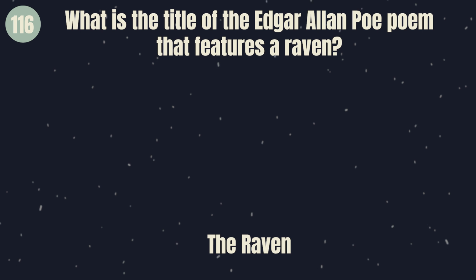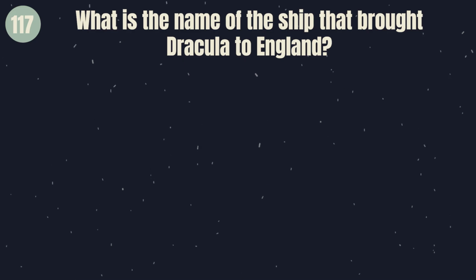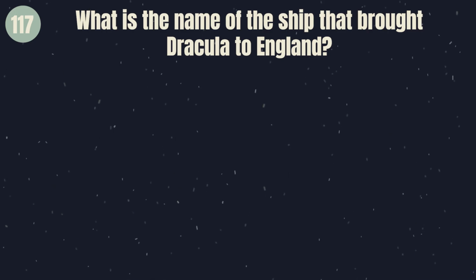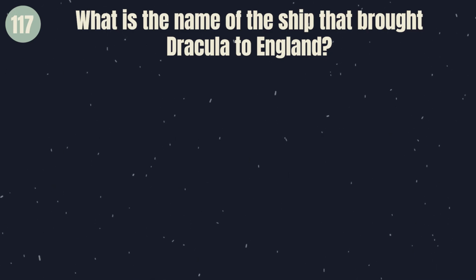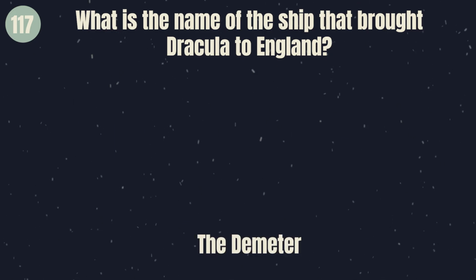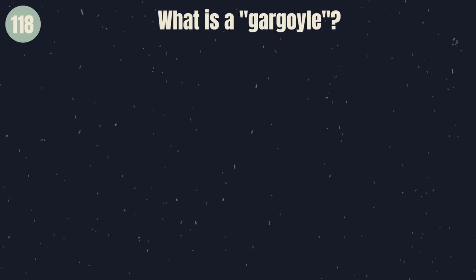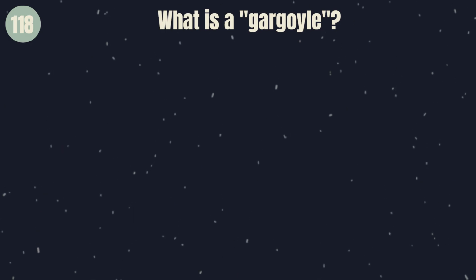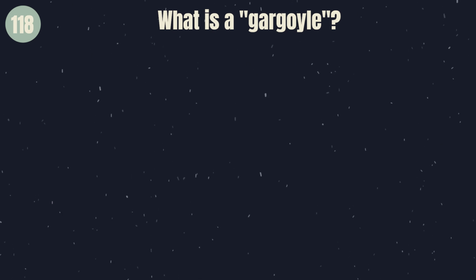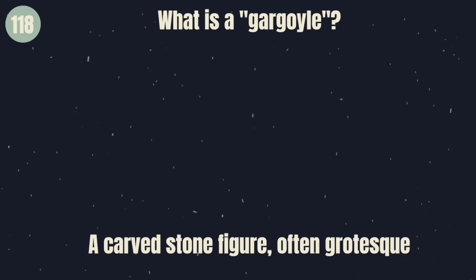What is the title of the Edgar Allan Poe poem that features a raven? The Raven. What is the name of the ship that brought Dracula to England? The Demeter. What is a gargoyle? A carved stone figure, often grotesque.